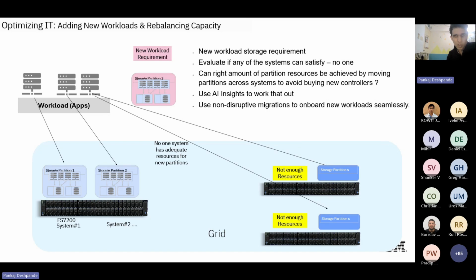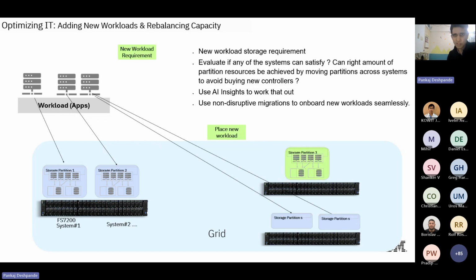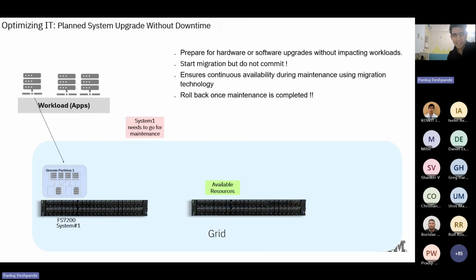Fourth, I have a new workload and a rebalancing requirement. I do not have enough resources on any of the systems. Rather than buying a new system just for this new workload, can I just move things around? AI again can give you the insights, and then you can do the move. You can create the available resources, rebalance, and satisfy the requirement. And there you go. The new workload requirement is satisfied.